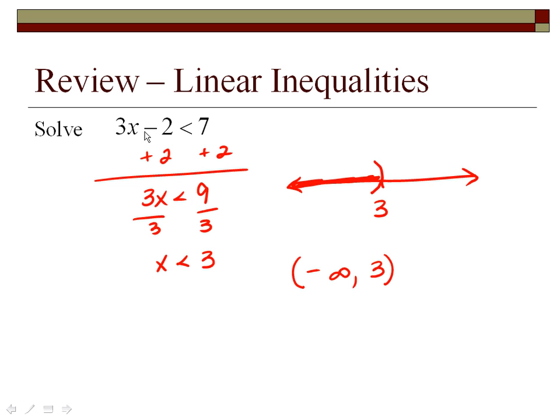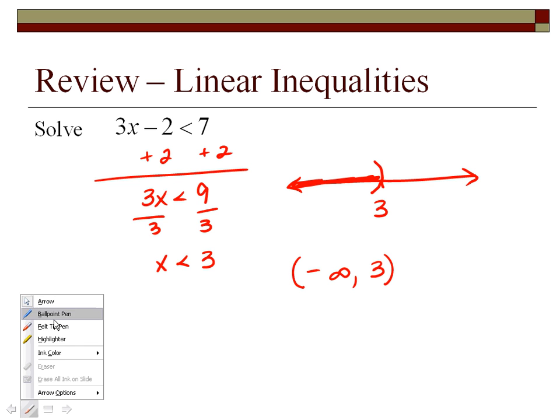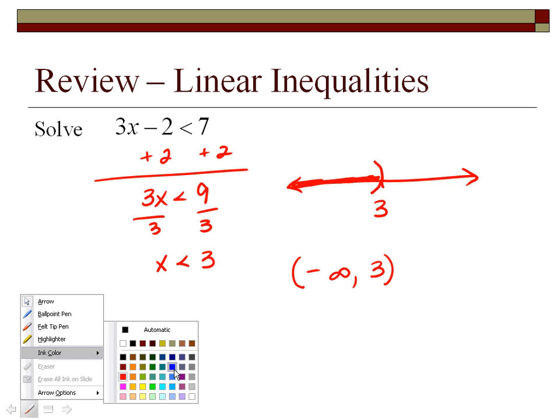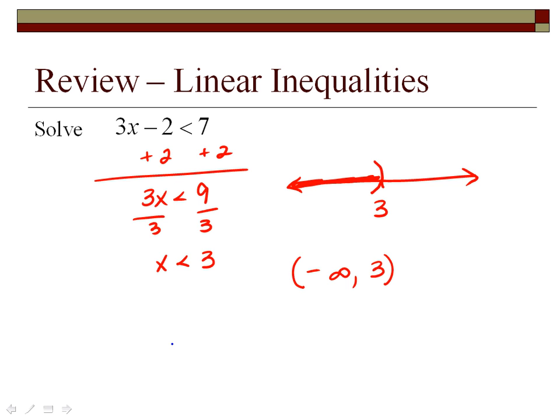If I have 3x minus 2 is less than 7, and I want to solve that, I have to isolate the x, right? So we would add 2 to both sides to get 3x is less than 9. Dividing by 3 gives us x is less than 3. But if you recall, that's infinitely many numbers. I can't list all the values that would solve that inequality.